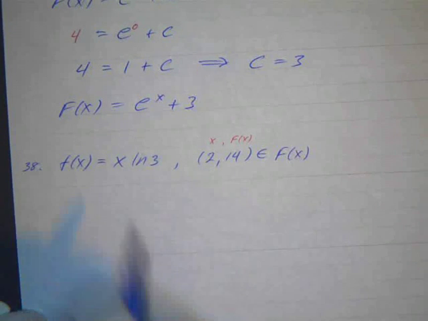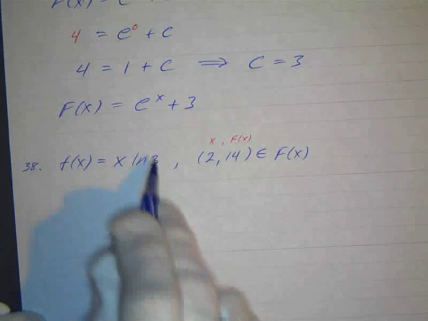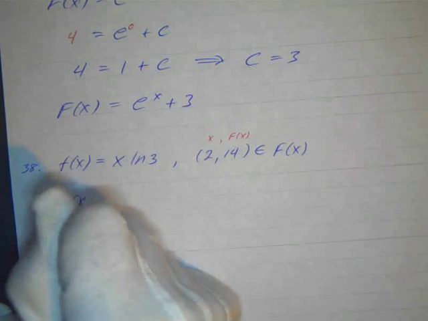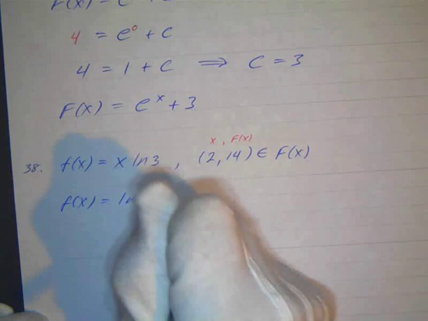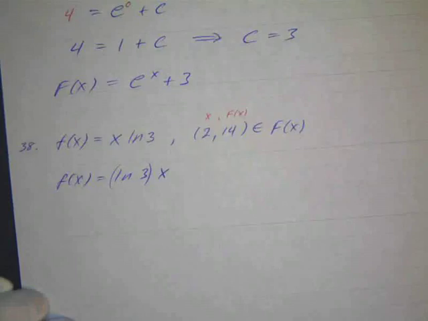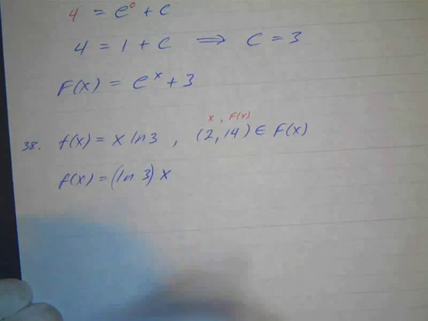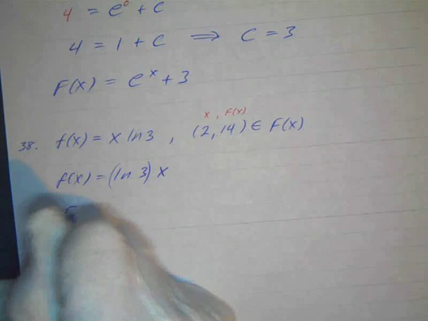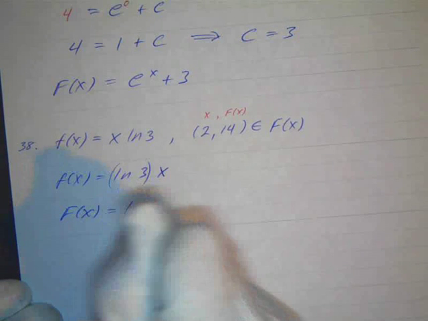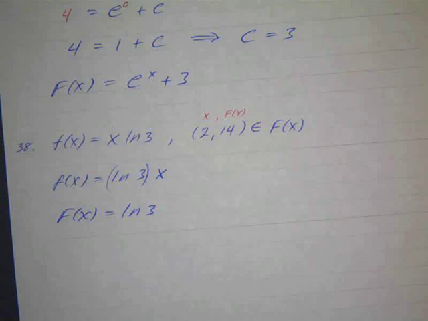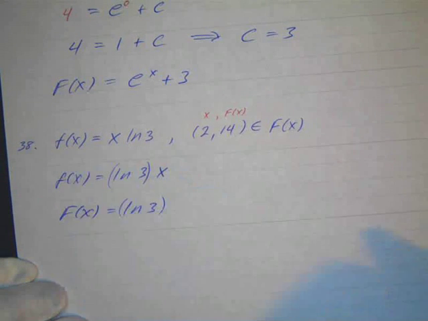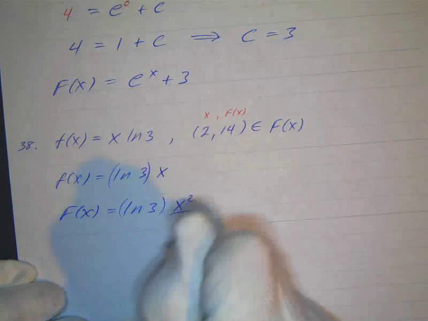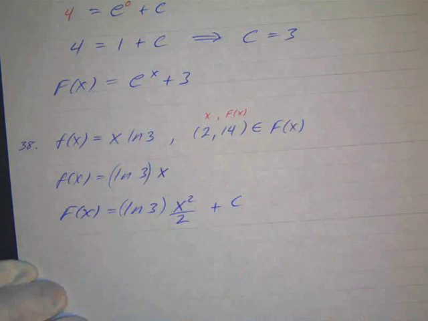And 38, our last one. Now this looks a little tricky, but don't get confused by this, because this is a constant. So I could rewrite this as f of x equals the natural log of 3 times x, where the natural log of 3 is a constant. So we just take the antiderivative of x, and remember to just keep the constant. So f of x equals the natural log of 3 times, and what's the antiderivative of x? Well, that's just going to be x squared over 2 plus c. So it's a little tricky.